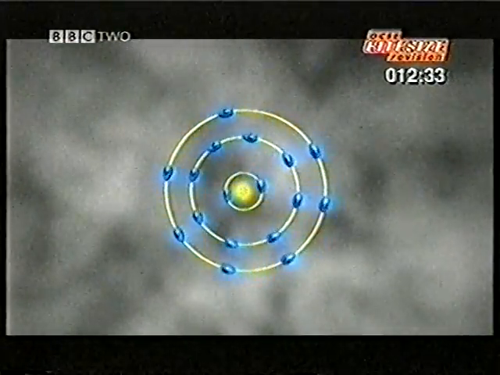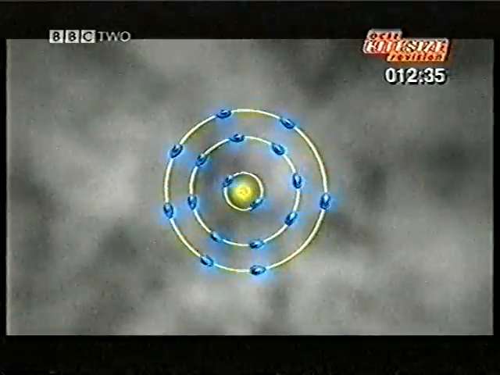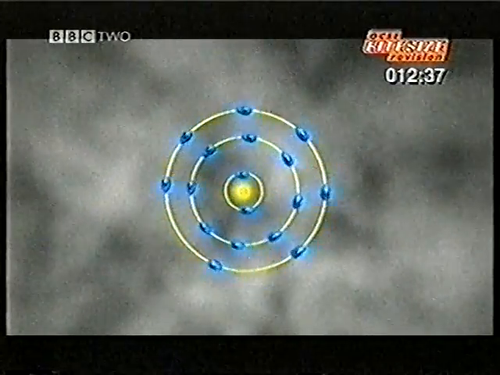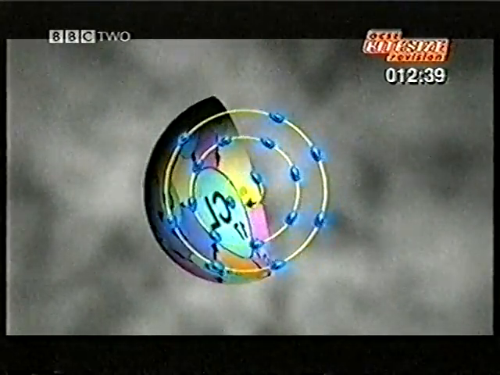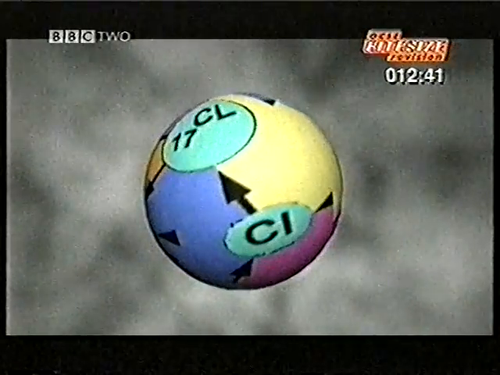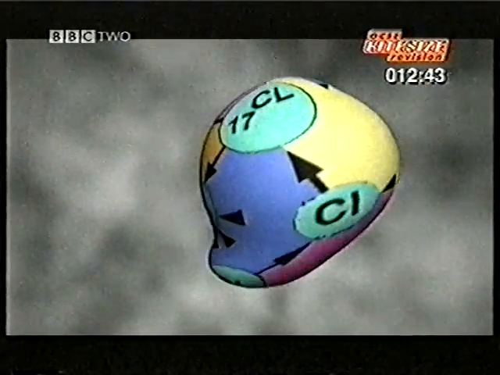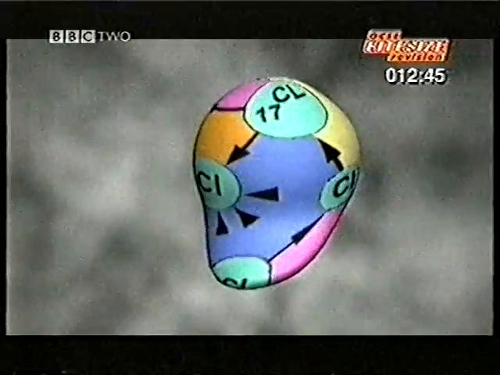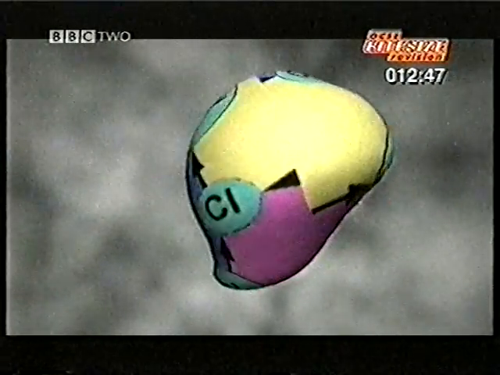Zooming in, this is a chlorine atom squashed flat. With only 7 electrons in its outer shell, chlorine atoms are looking for one more electron to become stable. They're not fussy. They'll take it from any atom with an electron to spare.